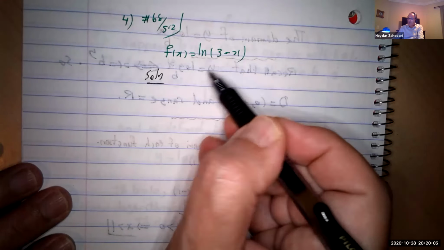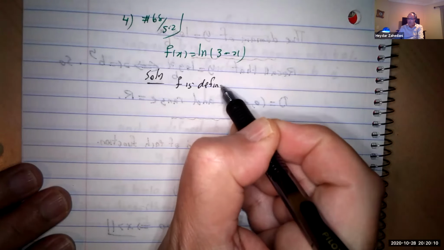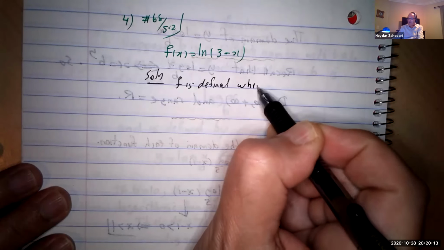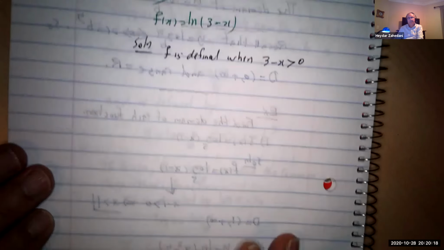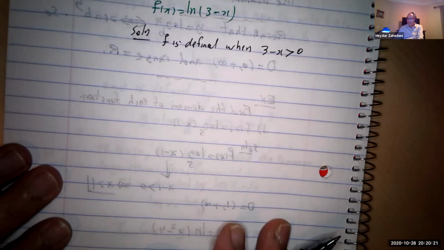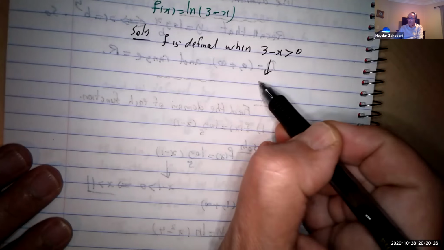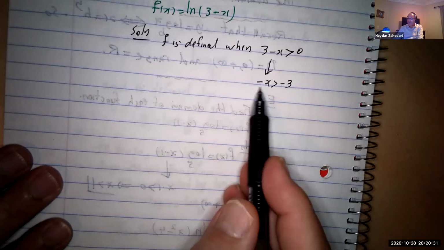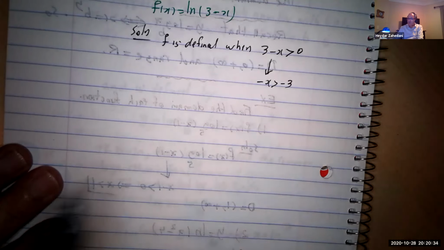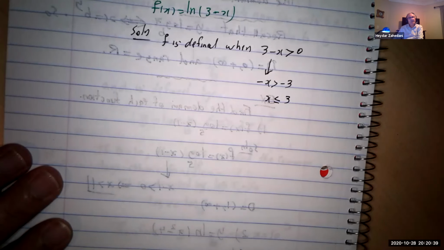So you let 3 minus x be... f is defined when 3 minus x is greater than 0, not equal to, remember. Greater than 0. So you just move the 3 to the other side. Then just make sure that when you divide by a negative 1, you switch the sign. So x would be less than 3. We divide by a negative number, so we have to switch it.